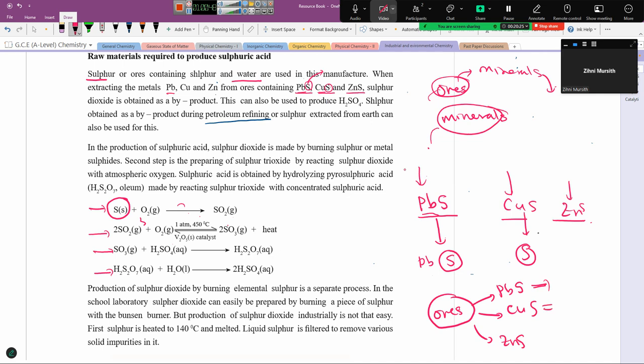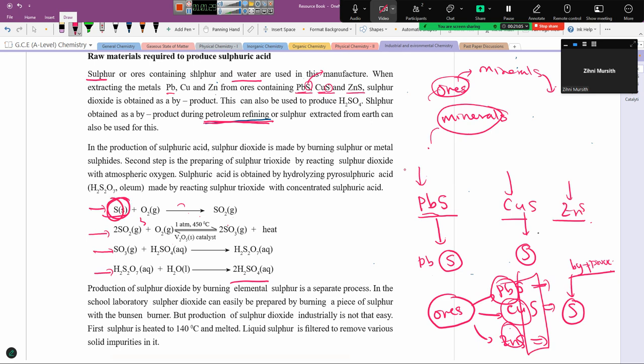So during this process, what is a byproduct? Sulfur is a byproduct. Byproducts are the unwanted substances that we obtain during a main process. Now during the extraction of these metals, sulfur is a byproduct, and this byproduct can be utilized for the production of sulfuric acid. Also, in the earth's crust we have some minerals we can directly extract from, and during petroleum refining sulfur is also a byproduct.